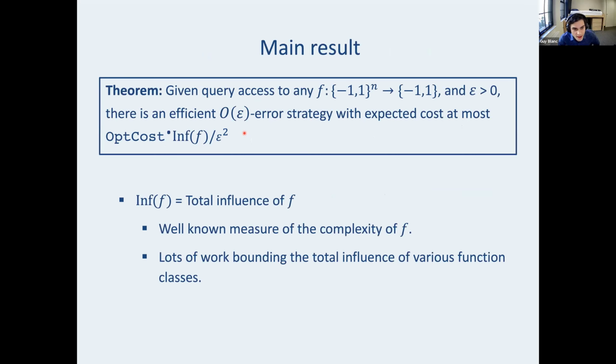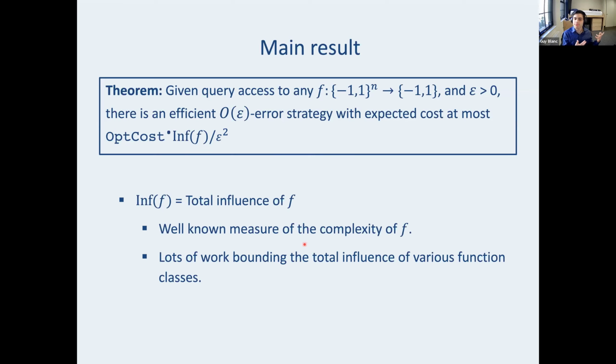Okay, and our main result is: if you have query access to some function f and you have an error parameter epsilon, we can give you an O of epsilon error strategy with the cost a little higher than optimal. The approximation ratio is roughly the total influence of f. Total influence will pop up later in this talk, so I'll give you a formal definition. But it's a measure of the complexity of f.